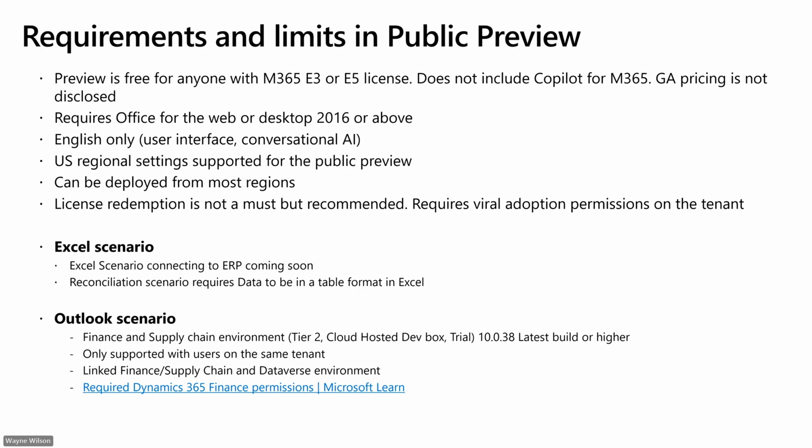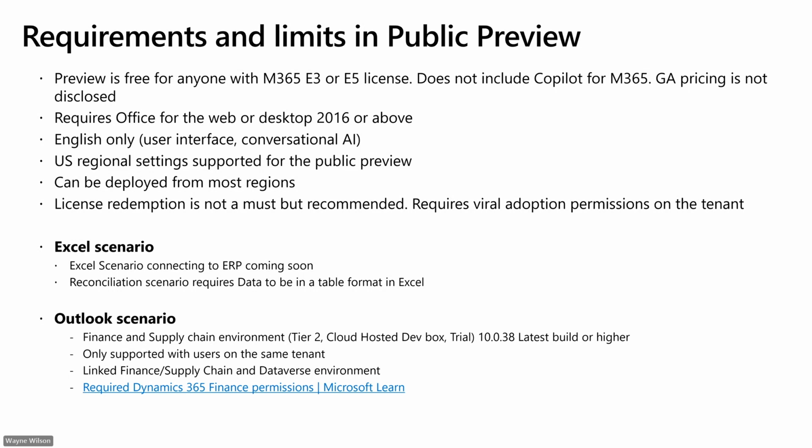Copilot for Finance requires Office for the web or desktop 2016 or above. Currently, the public preview only supports the English interface, from both a user interface and a conversational AI perspective. In some scenarios, we have seen that when you receive an email in a non-English language, Copilot can still understand and summarize the email, but the summarization will be in English. As soon as we move to GA and GA Plus, additional languages will be added. This also goes with the US regional settings currently supported for the public preview.